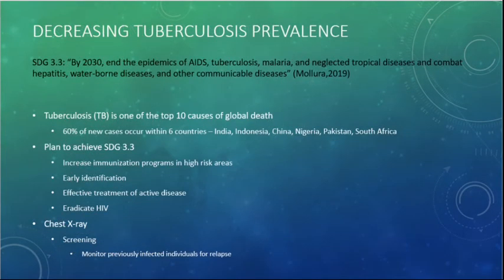Tuberculosis is one of the top 10 causes of global death and is addressed by Sustainable Development Goal 3.3. 60% of new cases occur within 6 countries, and the plan to achieve this health target includes increasing immunization programs in areas that are high risk, but also depends on early identification, which can be achieved through the use of chest x-rays for screening. Signs of active infection will be visible on a chest x-ray, as will signs of previous infection. Previously affected individuals can be monitored with imaging for recurrence of infection, which provides identification so those individuals can get treatment and prevent further spread.